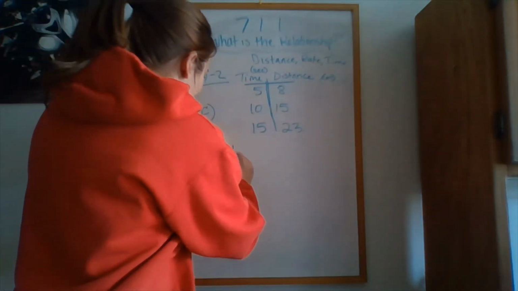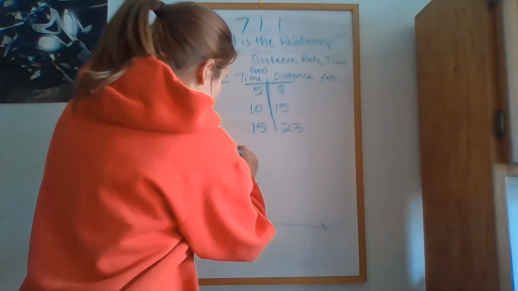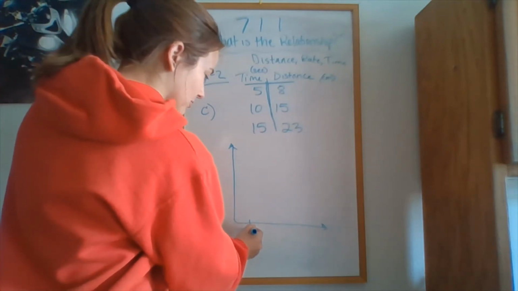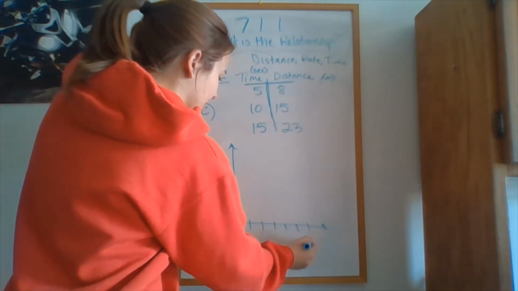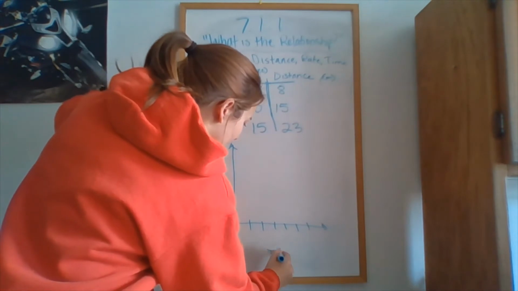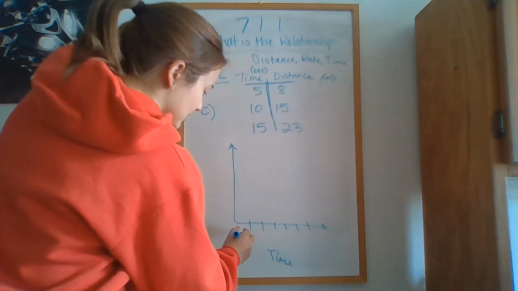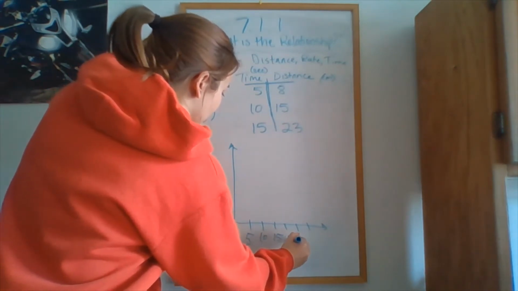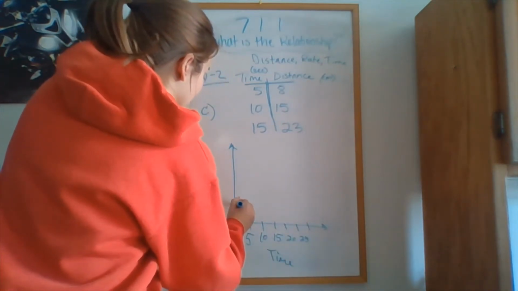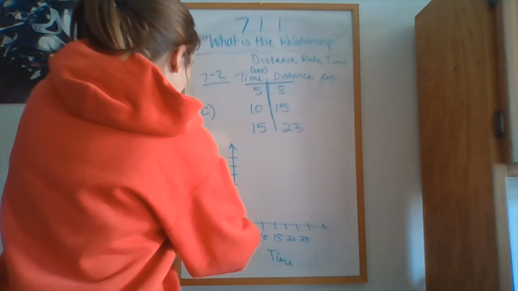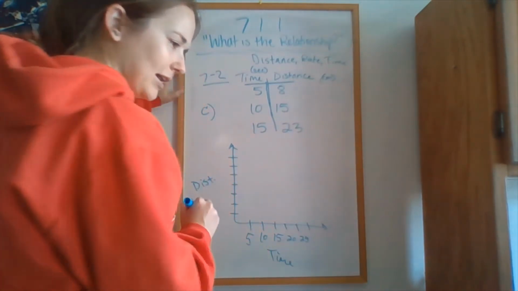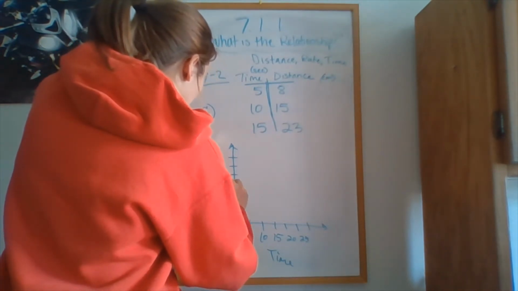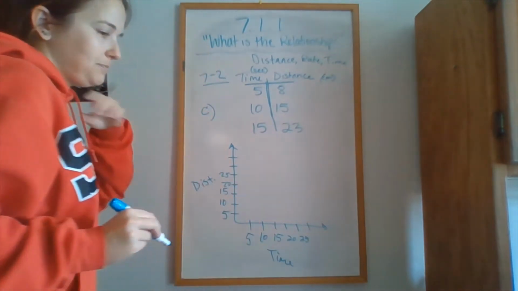Let's see, I'm going to start it like this. The graph from the resource page shows the time on the bottom. So that's the time, and that's by fives, 5, 10, 15, 20, 25. And then this is the distance in centimeters. And I think I went by fives as well. Yeah, 5, 10, 15, 20, 25. I'm just going to stop there.